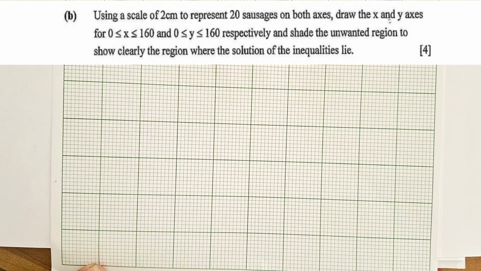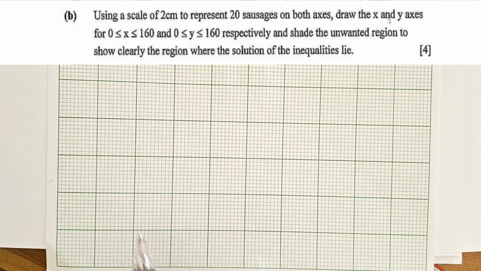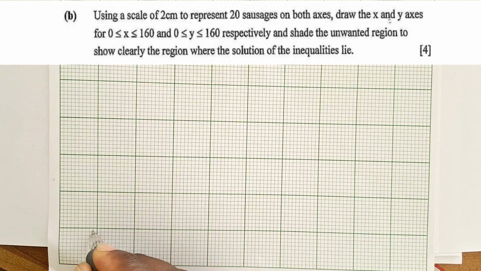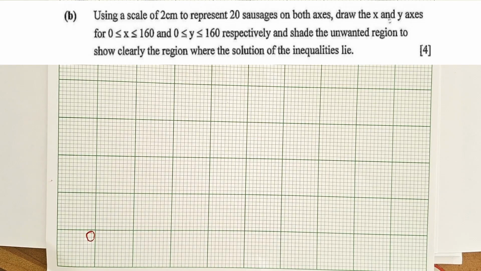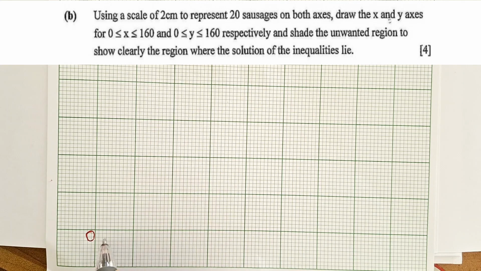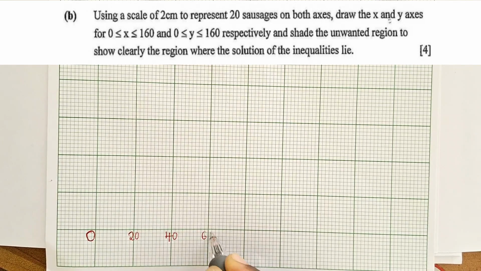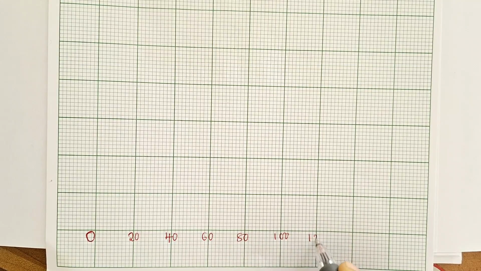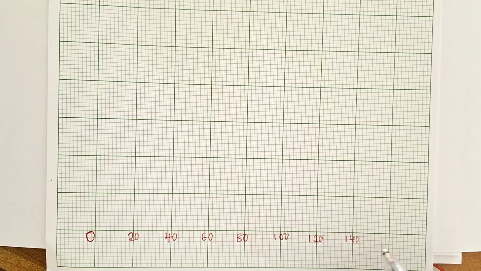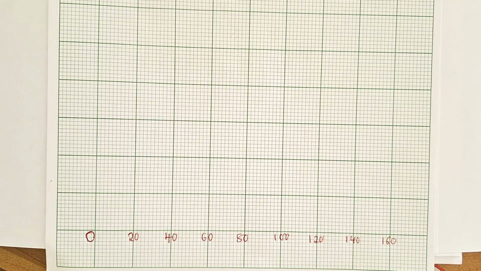try to go right here. You come here. Can you see the graph paper? This is a graph paper. You come here. You put your 0 right over here. This is a 0. It's where it's starting from. And then they said 2 centimeters to represent 20 sausages, meaning you'll be moving in 20s. So 20, 40, 60, 80, 100, 120, 140, and 160. So that's our x-axis. You even get your ruler.